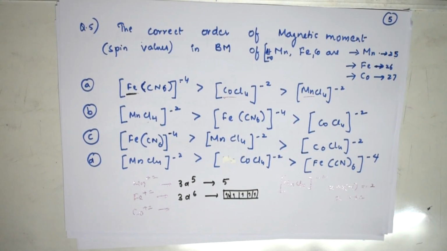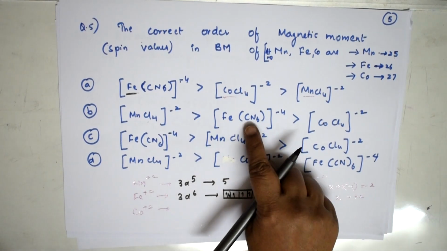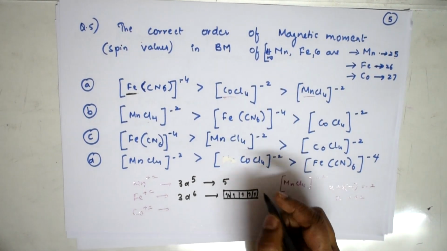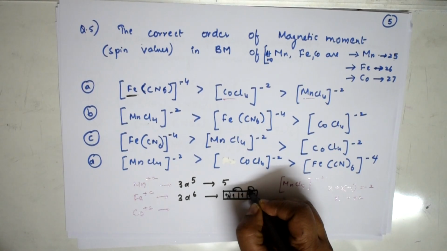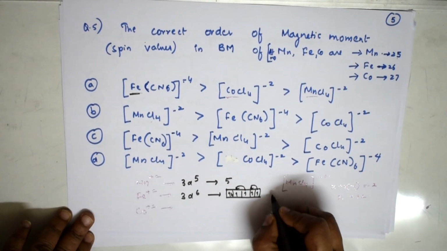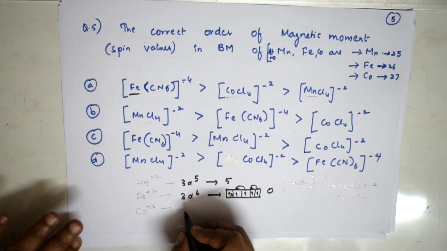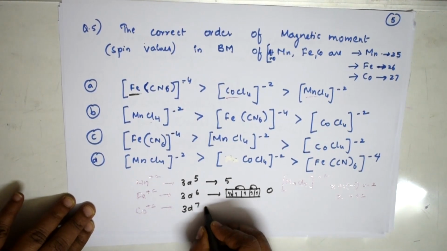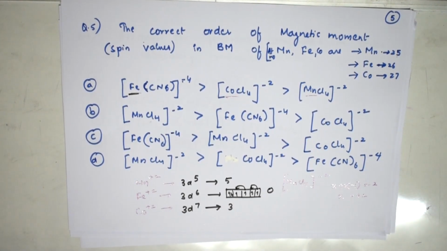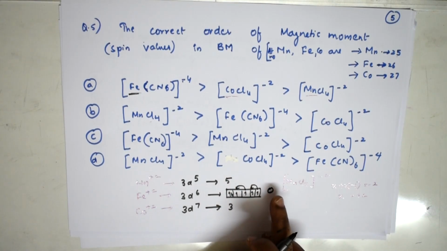Now you have to see the ligand. What is there? CN is there. Because CN is a strong field ligand, this also pairs up. Again, this also pairs up. So the number of unpaired electrons here are 0 because it pairs up, isn't it? CN minus is a strong field ligand. Again, in cobalt, it is 3d7. The number of unpaired electrons are 3. So here the correct order of magnetic moment, this is 5, 0, 3.